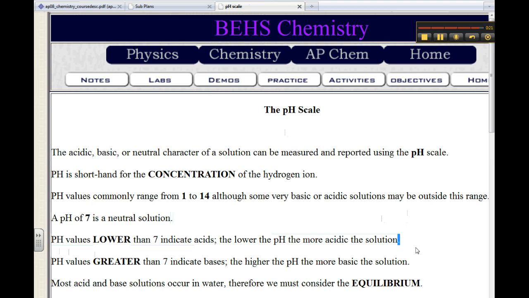They're below 7. pH values greater than 7 indicate bases. The higher the pH, the more basic the solution. So our laundry detergent, which is a strong base, is around a 12 or 13. And bases are just as dangerous as acids, even though we don't talk about them.